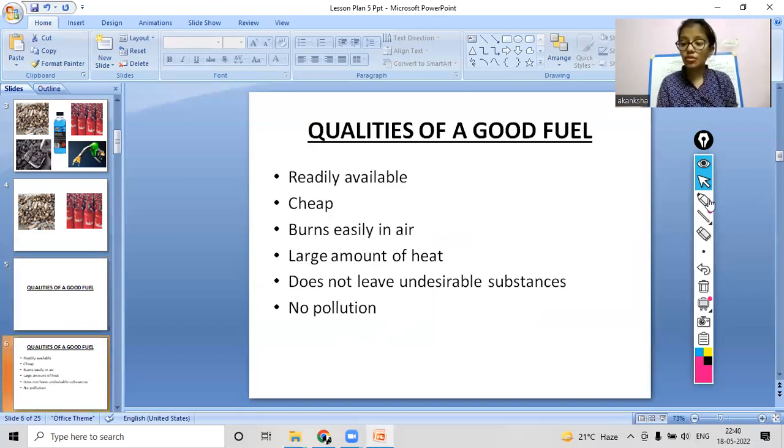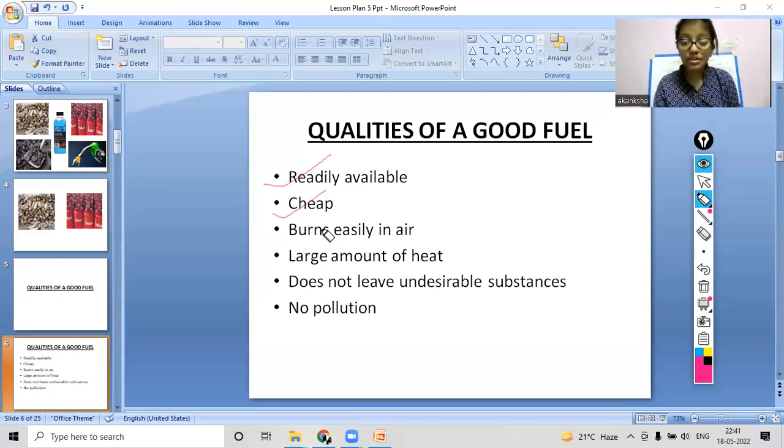So what are the different qualities of a good fuel? Yes, it is readily available, easily available. If it is easily available, more and more people can use it, as wood is not so easily available in the city areas. But LPG is available, so LPG is a better fuel to use. And it should be cheap. It should be in the budget because most of the people living in our country are middle class, and they have a budget in which they are running their whole family chores. So the fuel should be cheap so that they can use it. It should be budget friendly, right?